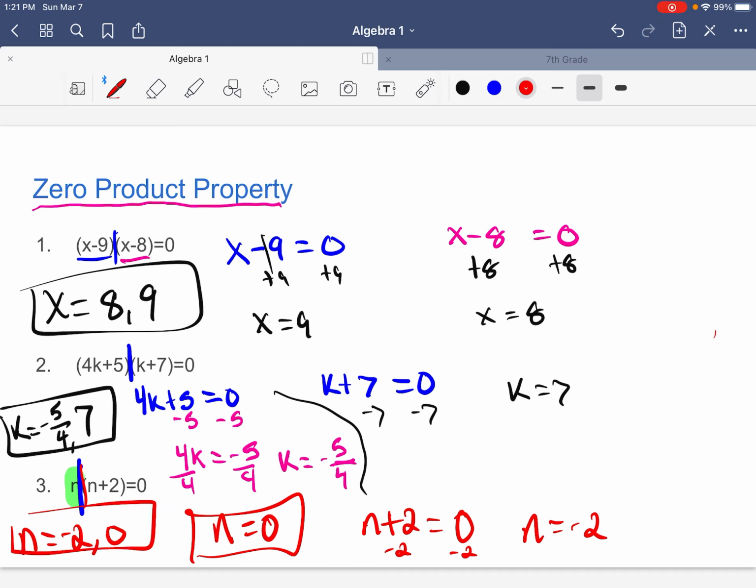The reason for the zero product property is, if you plugged any of our solutions into the problem, it'd give you 0. So really fast, we'll just do the last one. n times n plus 2. And if I plugged in either negative 2 or 0, let's just plug in 0. So this becomes a 0, and 0 times anything is 0. So it's just showing you that any solution you plug in is going to get you 0. All right, cool. So we need to know that to solve by factoring.